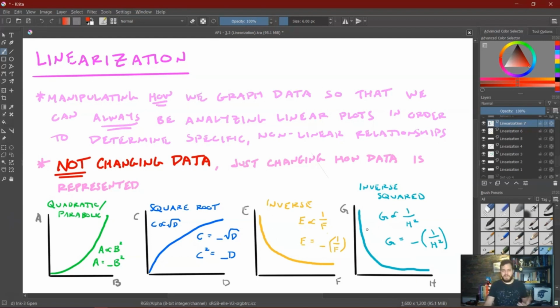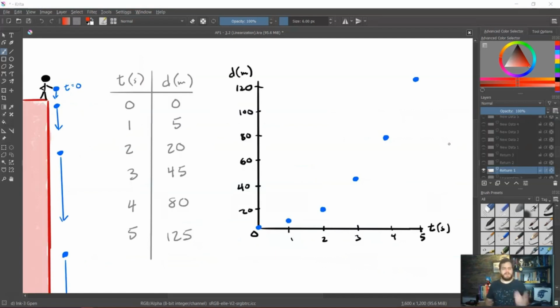So typically, if we are in a situation where we don't know which one to do, start with inverse. And if you linearize this for an inverse graph and it doesn't work out, then go to inverse squared. But more often than not, we'll probably be dealing with an inverse relationship. So let's go ahead and work through the linearization process and see how exactly we would go about doing it.